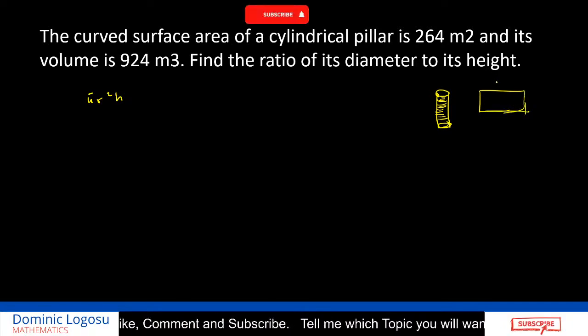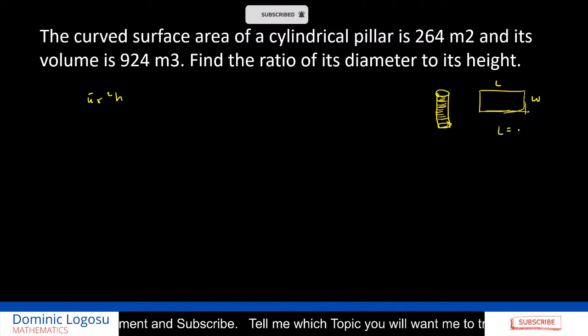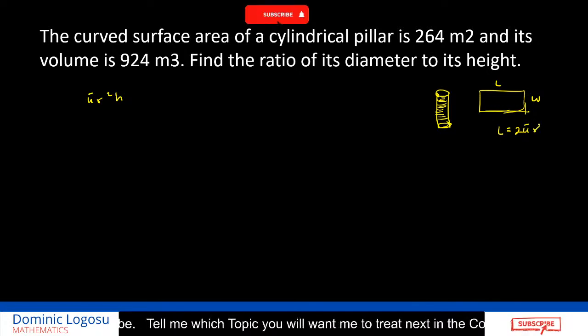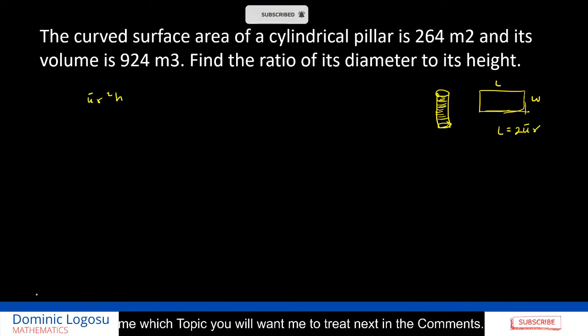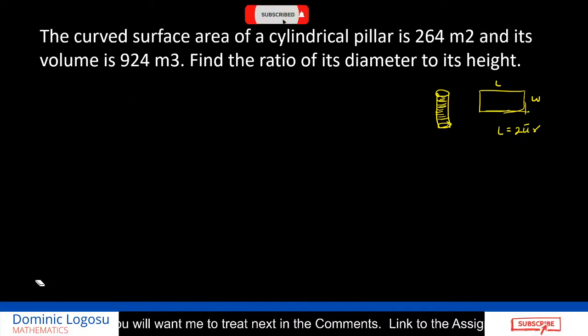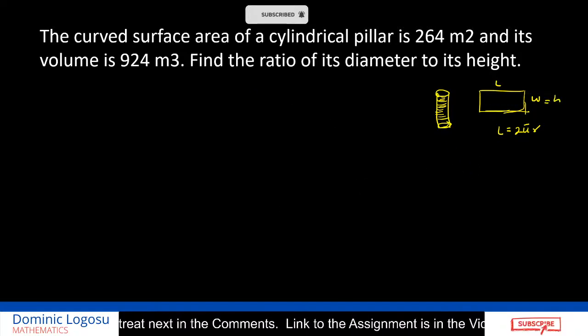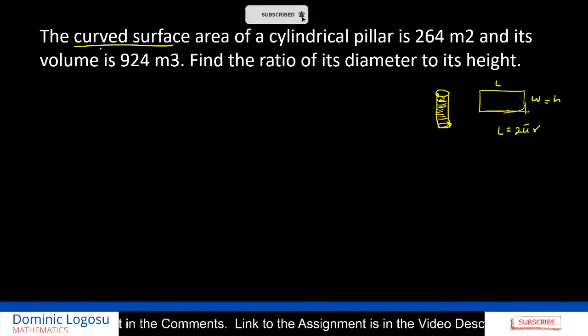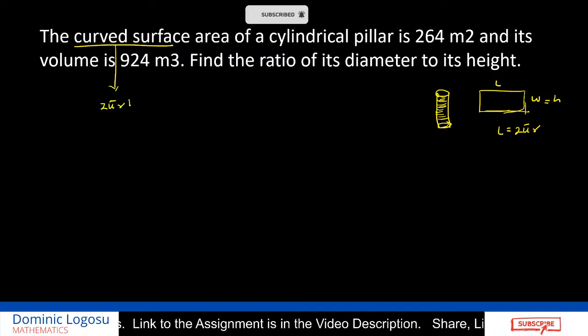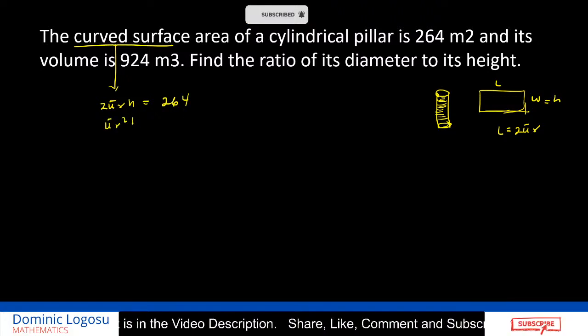And remember in our previous lesson, we said L times W, and then the L is equal to 2 pi r, not pi r squared h. That's the volume. Okay, I think I'm tired. And then this is basically the height. So the curved surface area should be equal to 2 pi r h, and that is equal to 264. And then the volume, which I wrote the first time, is this one.